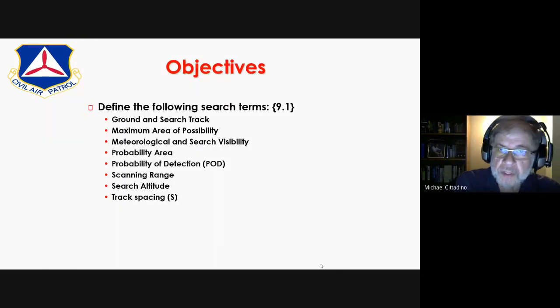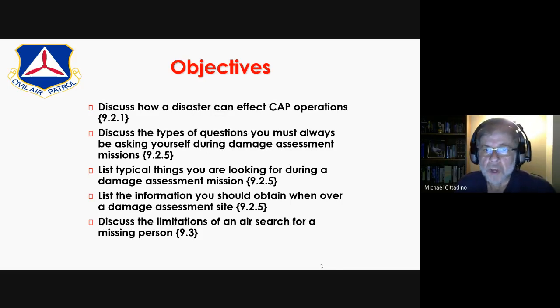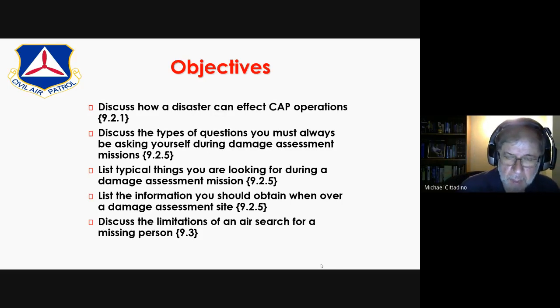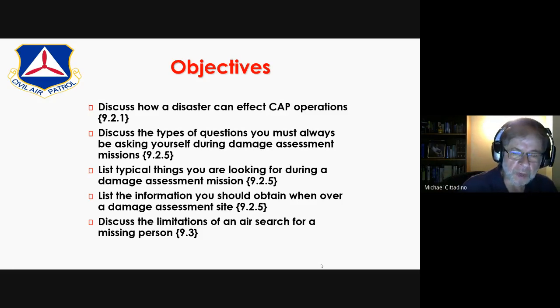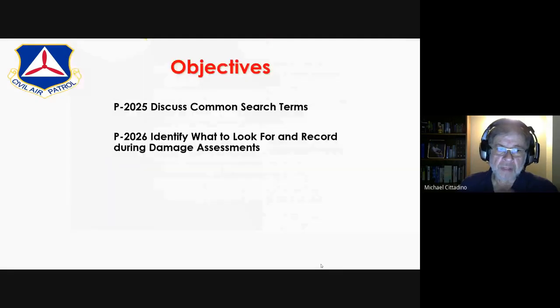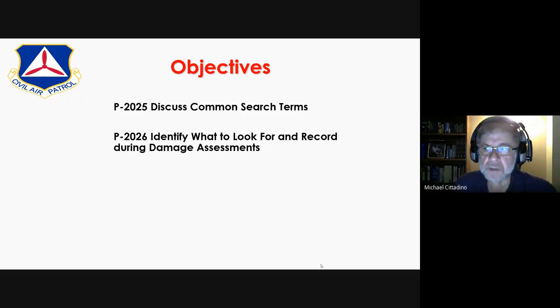The objectives of this chapter are to define some search terms that you'll deal with while we're on missions, and planning. We're also going to cover a couple other things. We're going to talk about disaster assessment and some of the things we want to cover during disaster assessment, questions we want to ask, things we want to look for. We're also going to follow that up with people search. We're going to look at both disaster assessment and person search. So this is going to cover these two tasks.